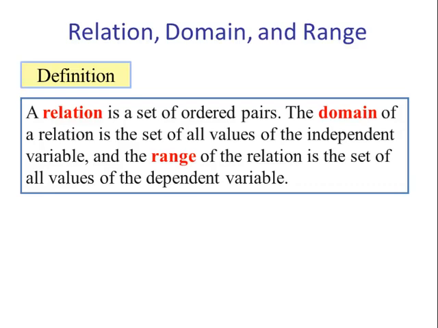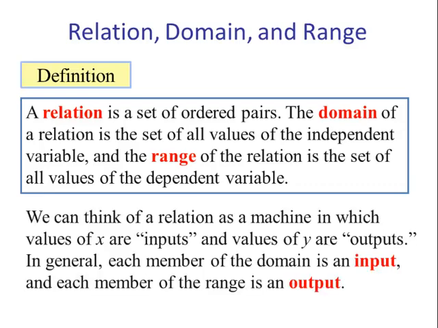The domain of a relation is the set of all values of the independent variable, and the range of the relation is the set of all values of the dependent variable. We can think of a relation as a machine in which values of x are the inputs and values of y are the outputs. In general, each member of the domain is an input and each member of the range is an output.